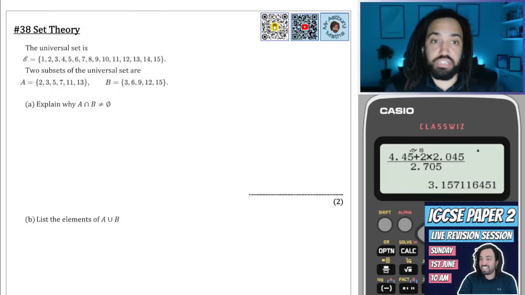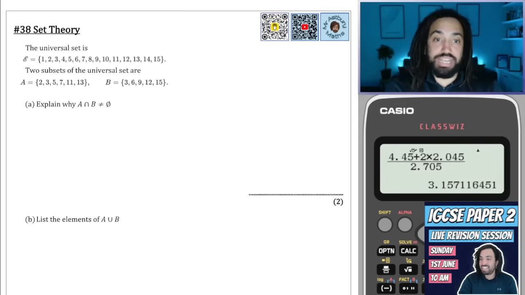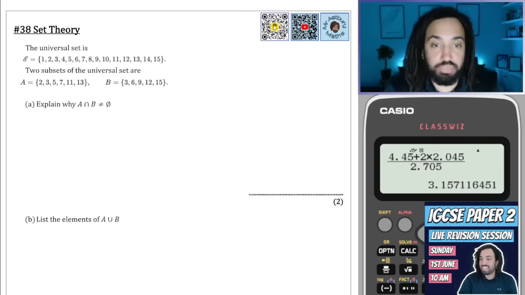Okay, set theory, and it says the universal set is 1 through to 15. So those are all the elements that we're going to be considering. And then we've got two subsets, which are A and B. And it says explain why A intersection B does not equal the empty set. Well, if it doesn't equal the empty set, then it means there must be something in it.